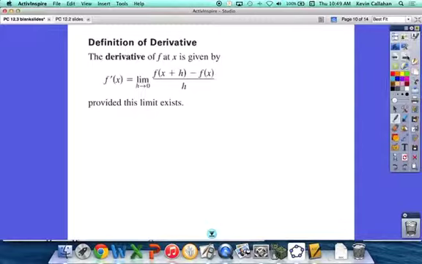What is a derivative? Derivative is a slope. What does the slope represent on a graph? It represents the rate of change. If I've got a function that describes how pressure is changing with time, the derivative is telling me how it's changing at any point in time.